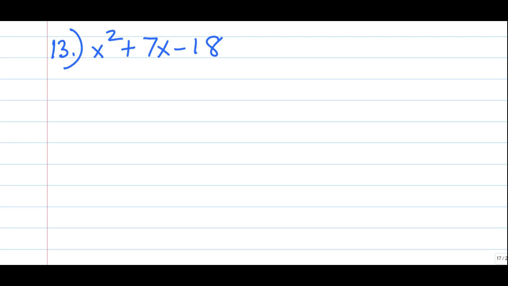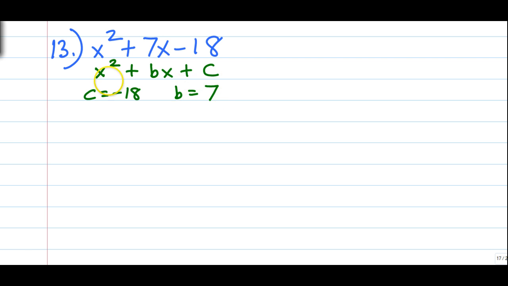Question number 13's instructions read, factor. If the polynomial is prime, so state. When I look at this one, I see a trinomial in the form x to the second power plus bx plus c. In this case, I don't have a value in the a position other than 1, so I'm not going to use the a times c method. I'm simply going to pull out what's in the c position, which is negative 18, and what's in the b position, which is 7.